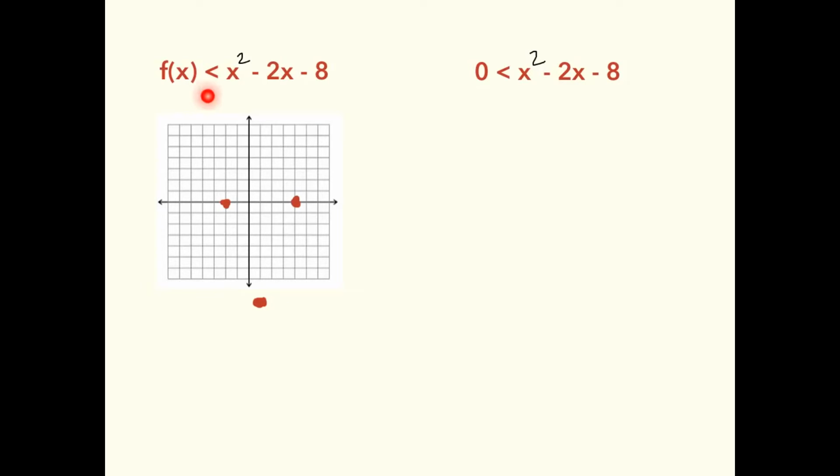Now, we've got the less than sign. It's not less than or equal to, so that means we're going to have to put a dashed line. So you just draw this kind of dashed line through the points of your graph.